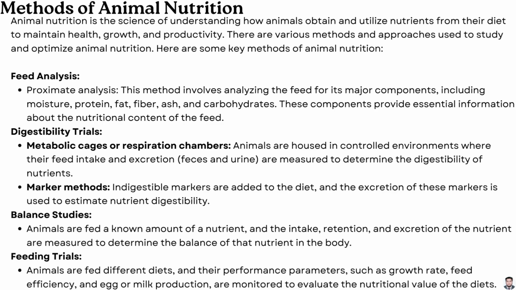Balance studies. Animals are fed a known amount of nutrient, and the intake, retention, and excretion of the nutrient are measured to determine the balance of that nutrient in the body. Feed trial. Animals are fed different diets and their performance parameters such as growth rate, feed efficiency, and egg or milk production are measured to evaluate the nutritional value of the diet.